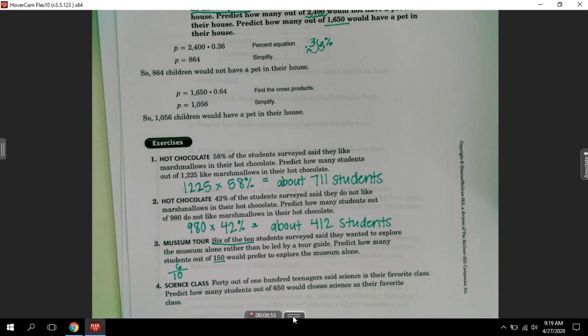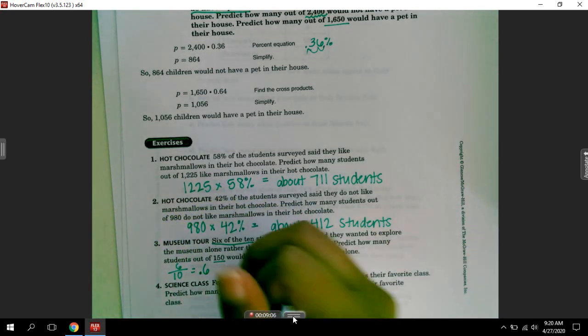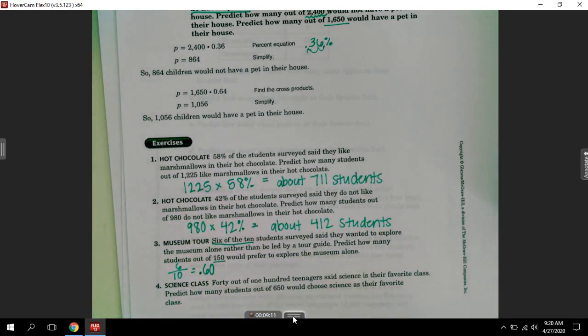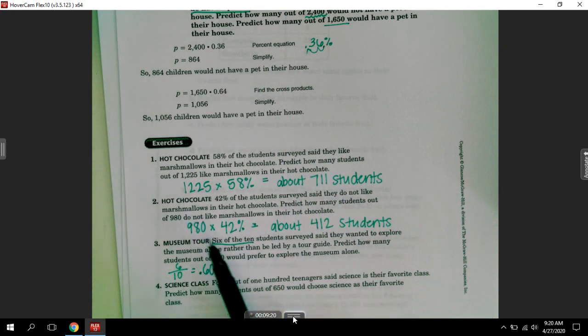If you just do 6 divided by 10, it's going to give you a decimal, and you can use that decimal or you can convert it to a percent. So 6 divided by 10 is going to give you 0.6, which is the same as 0.60. If you were to move that back to a percent, up here we took a percent and changed it to a decimal, so we moved it to the left. Here I'm doing the opposite. I have a decimal, and if I want to move it to a percent, I would move it 2 places to the right.